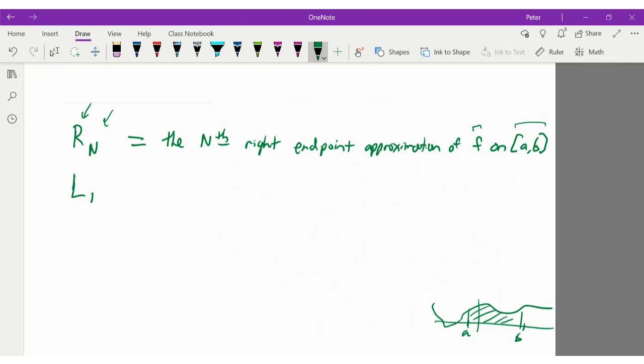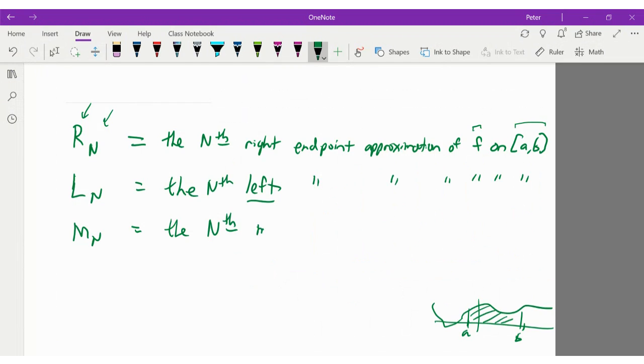Ln means the nth left endpoint approximation of f on AB, and Mn means the nth midpoint approximation of f on AB. So our book uses those notations for the right, left, and midpoint approximations.